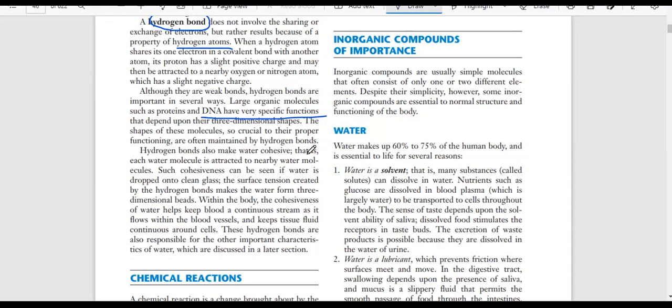Hydrogen bonds also make water cohesive. That is, each water molecule is attracted to nearby water molecules. Such cohesiveness can be seen if water is dropped onto a clean glass. The surface tension created by the hydrogen bonds makes the water form three-dimensional beads. Within the body, the cohesiveness of water helps keep blood a continuous stream as it flows within the vessels and keeps tissue fluid continuous around cells. These hydrogen bonds are also responsible for other important characteristics of water, which are discussed in a later section.